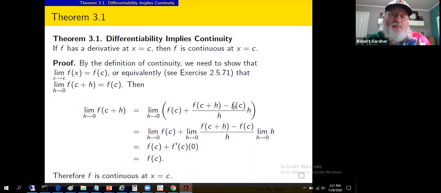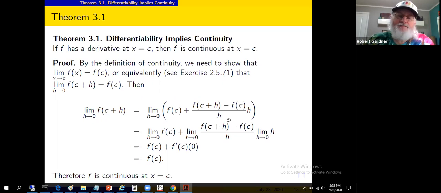Well, this part ought to catch your eye. There's a difference quotient. And what do you know? We know the derivative of f exists at x equals c. So I'm trying to get into this somehow or other, the definition of derivative. So you can't argue with the validity of this.